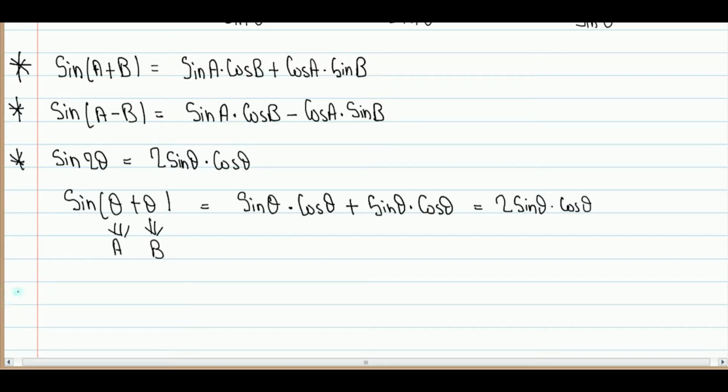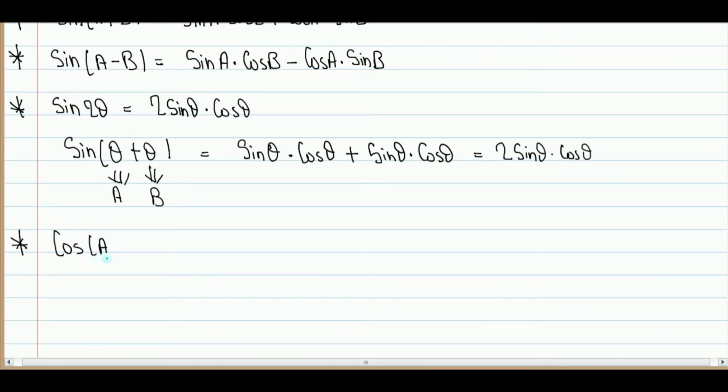So similarly, can you memorize this formula also? Cos a plus b will be equal to cos a into cos b minus sin a into sin b. This is the very basic formula regarding cos a plus b.